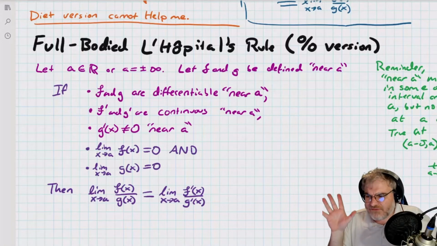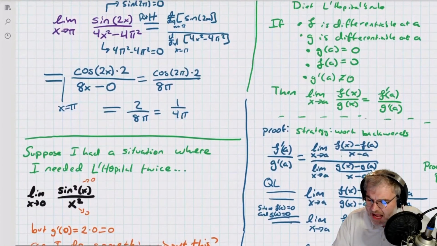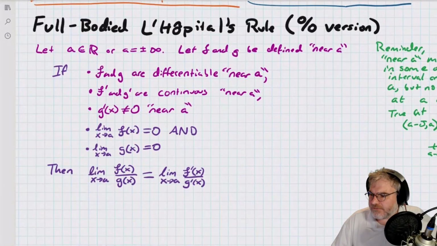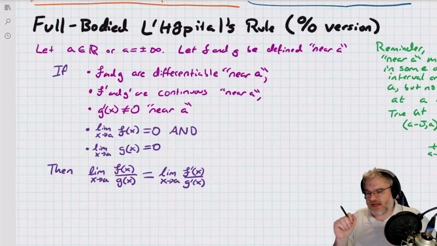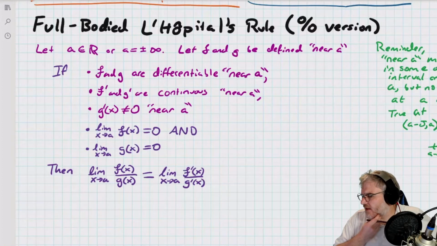1 to 5, how do we feel about this? Here, I was talking about at. Now I'm talking about near. You could even call this the near L'Hopital's rule, as opposed to the at L'Hopital's rule. So 1 to 5, how do we feel about that?